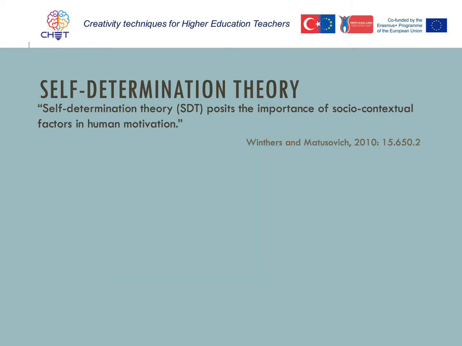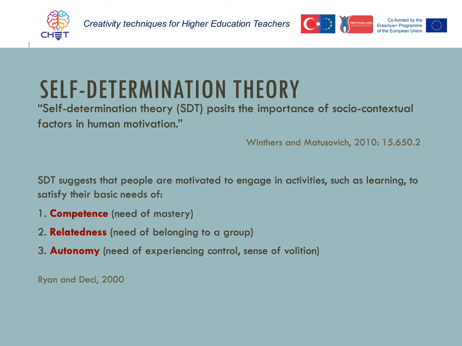And talking about motivation, we have to talk about the self-determination theory. Self-determination theory posits the importance of social contextual factors in human motivation. It was invented by Ryan and Deci and basically says there are three core needs of individuals that explain motivation to do a certain task. And those three needs are competence, relatedness, and autonomy.